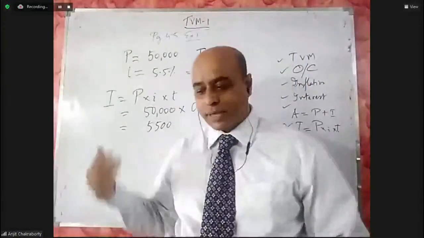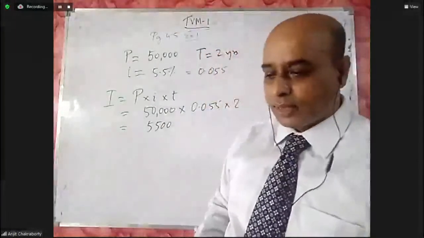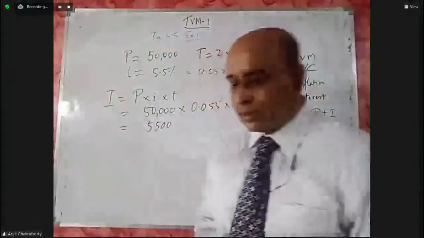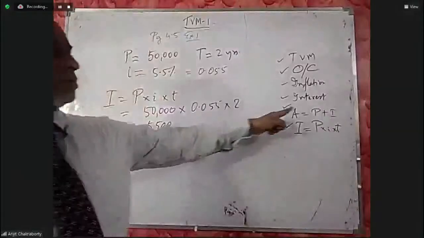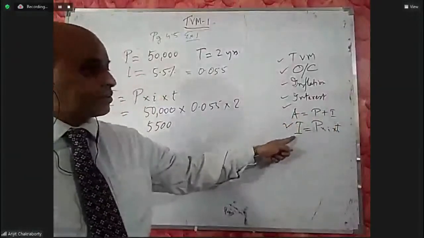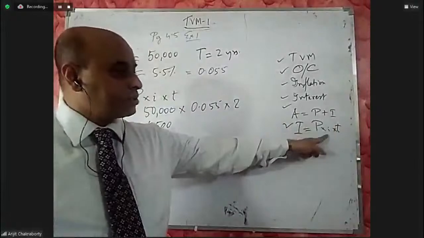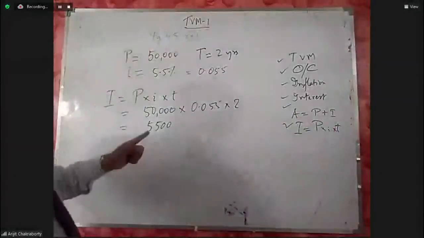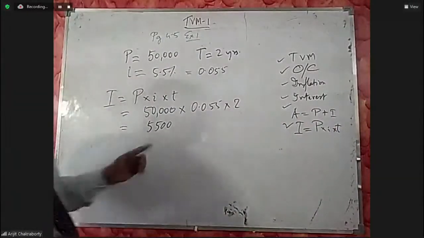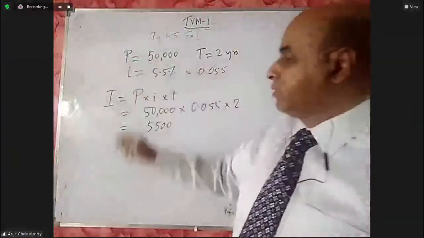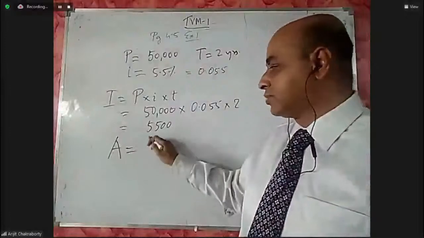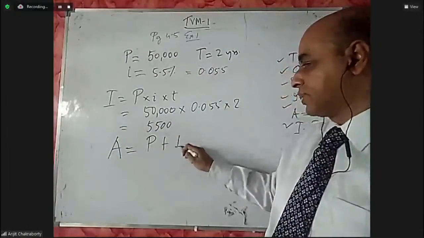Okay, this is as simple as something which you did in high school, right? So just these two formulas you need to remember. Amount is equal to principal plus interest, and the interest is principal into interest rate into time. So in this case, what will be the amount? What will be the accumulated balance? Now, accumulated balance A is equal to principal plus interest.